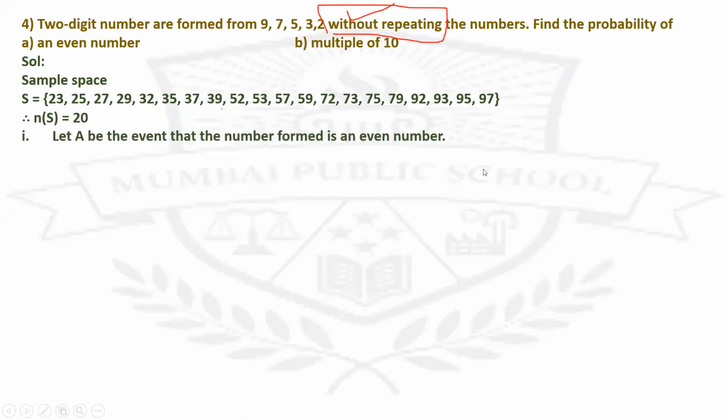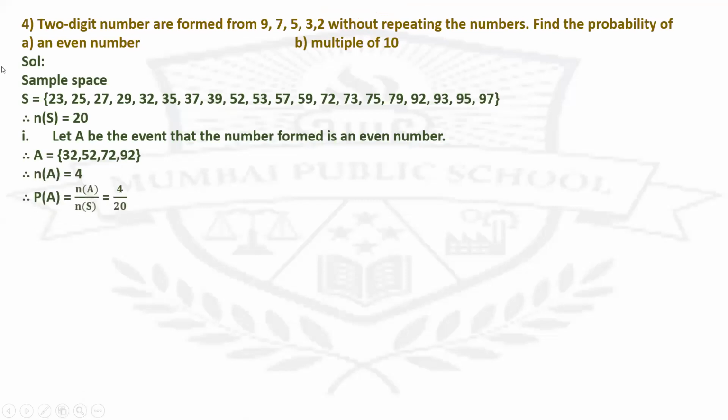So let A be the event that the number formed is an even number. So from the sample space, whatever we have considered, you have to get all the even numbers. So what are your even numbers? Check. It's 32, 52, 72, and 92. So what is n of A? Your n of A is 4. So formula of probability, n of A upon n of S, that is 4 upon 20. So 4 upon 20, you can reduce that to 1 upon 5.